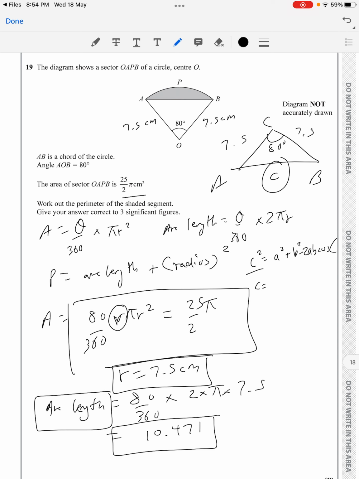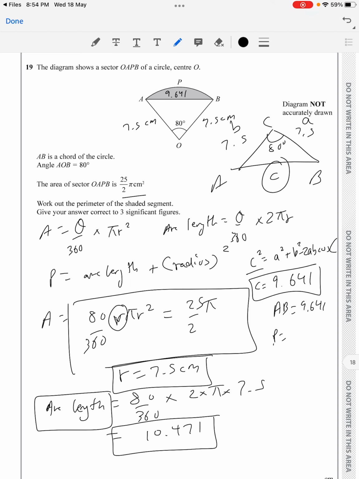So you should be getting C is equal to 9.641. Since we have the values for A and B and we have the degree for C, you should be getting 9.641. So your AB length is 9.641. Now all you need to do is find out the perimeter of the shaded section.